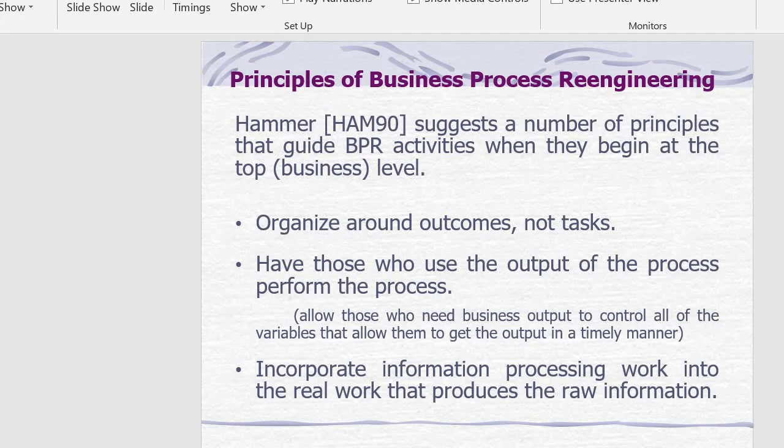Now let us have a look at the principles of business process re-engineering. Hammer suggests that a number of principles guide BPR activities when they begin at the top level, or you can say at the business level. The first principle is to organize around outcomes, not tasks. Have those who use the output of the process perform the process. Allow those who need business output to control all the variables that allow them to get the output in a timely manner.